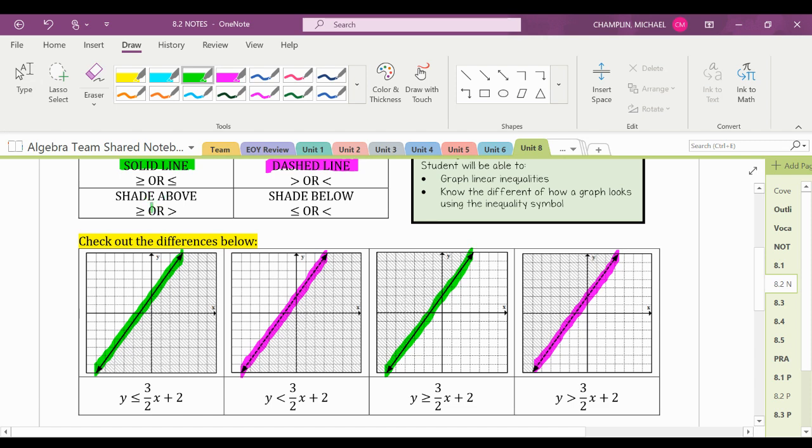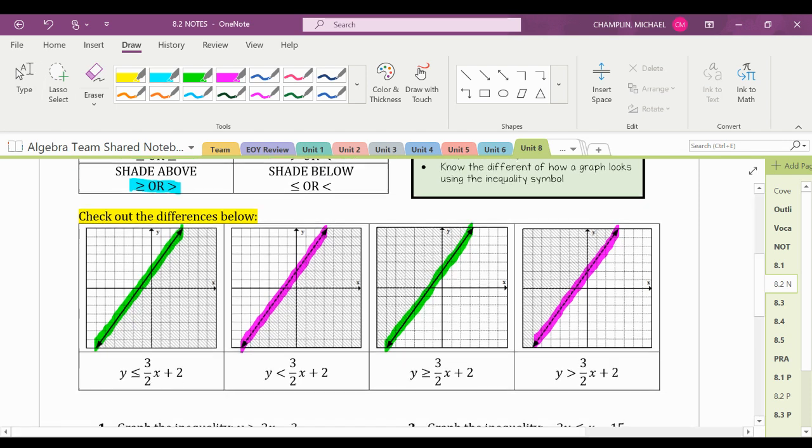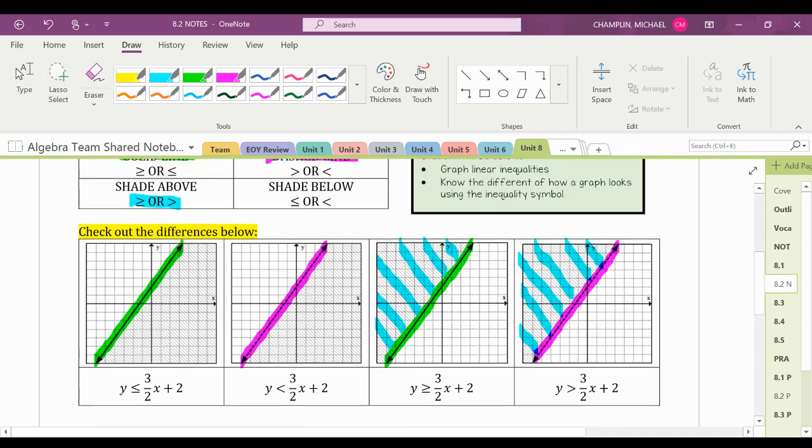So if it is greater than or equal to, you are going to shade above the line. So looking at the last two problems, y is greater than or equal to and y is greater than, you shade going up or above the line. So notice how the values are shaded above these lines, right? Just like this. So if it's greater than or equal to, you must shade above the line.